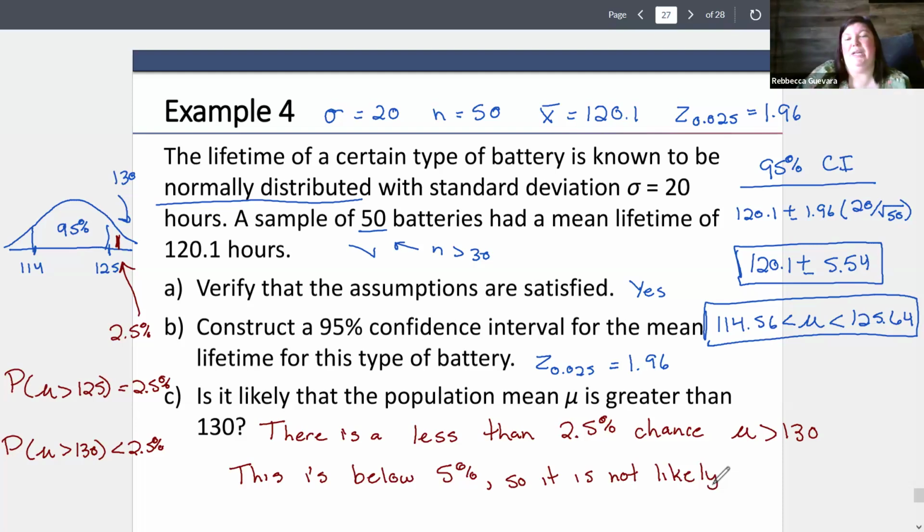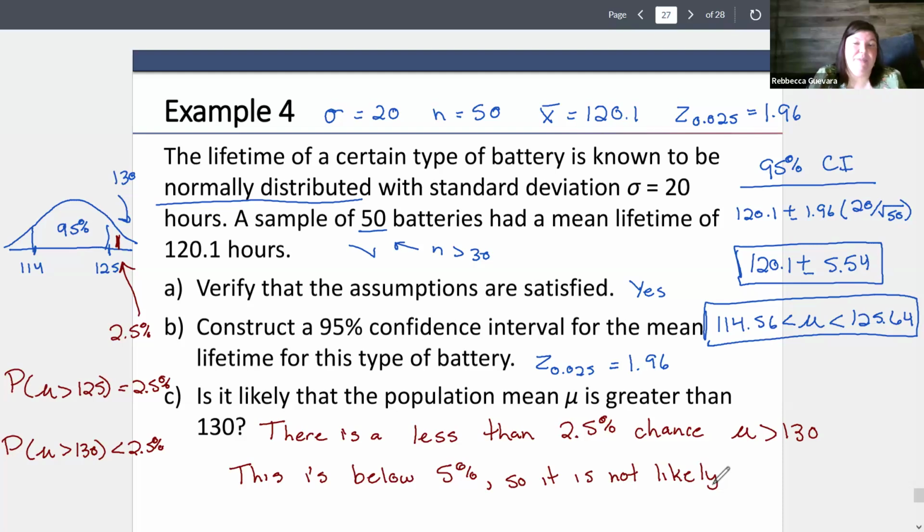So C is kind of just bringing together a little bit of everything we learned. But this idea here that, well, what is the probability, or is it likely to have a battery, or all my batteries have a mean life of 130 or more? Well, this gets us into a little bit of what hypothesis testing is, as we're trying to figure out, is this a likely event? And if it's not a likely event, then we'd say, no, this isn't going to happen. So this is like a soft hypothesis test that we did here.